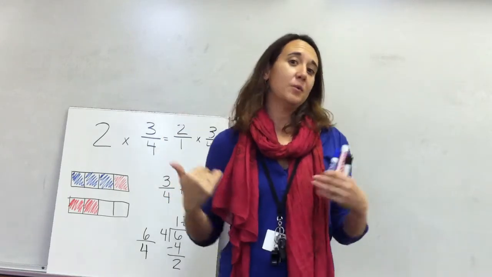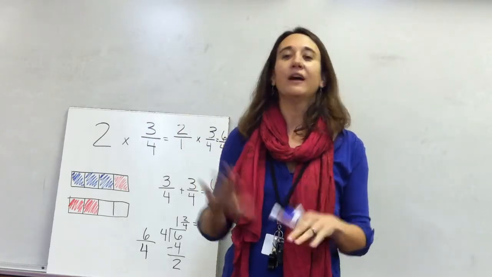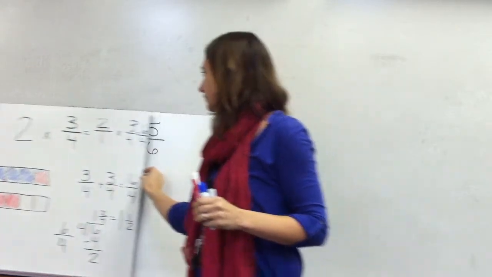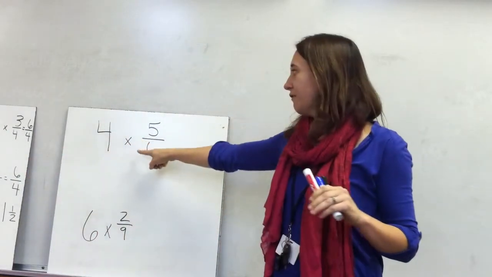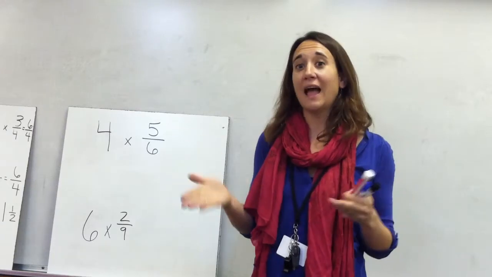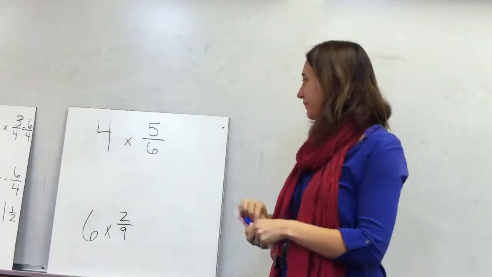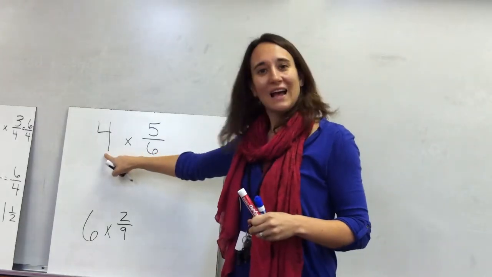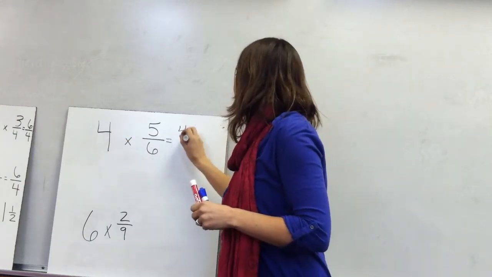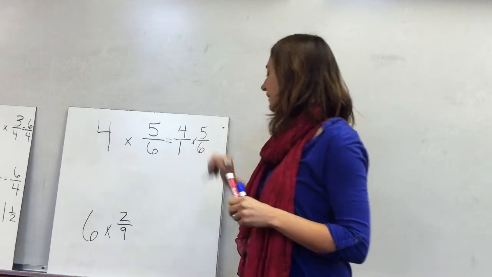Okay, so now you've seen me do one. Now I want you to take out your paper and your pencil, and we're going to do one together, and then you'll get to try one on your own. So here's the one we're going to do together. We've got 4 times 5/6. Now remember, I said you could repeatedly add 5/6 plus 5/6 plus 5/6 plus 5/6. There's a simpler way to do it. What's hiding under this 4? A 1, right? So this is the same as 4 over 1 times 5/6.